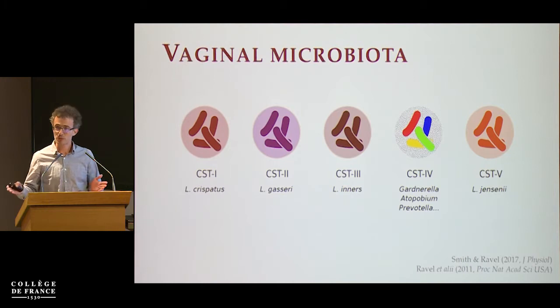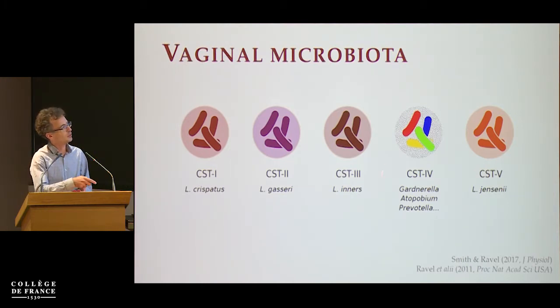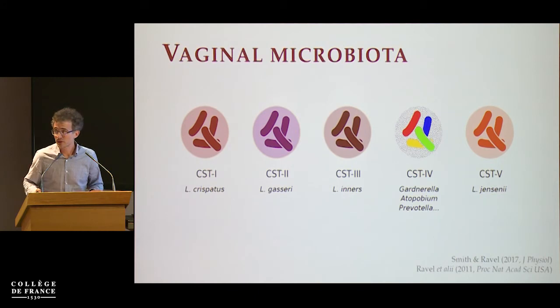There's also variation throughout life. There's a big change at puberty with estrogens, where before puberty you have more or less an anaerobic vaginal microbiota, and then it switches to this lactobacillus-dominated microbiota. There are, of course, monthly variations with the menstrual cycle, and there are even daily variations, if you want, with perturbations. So it's a beautiful study system.